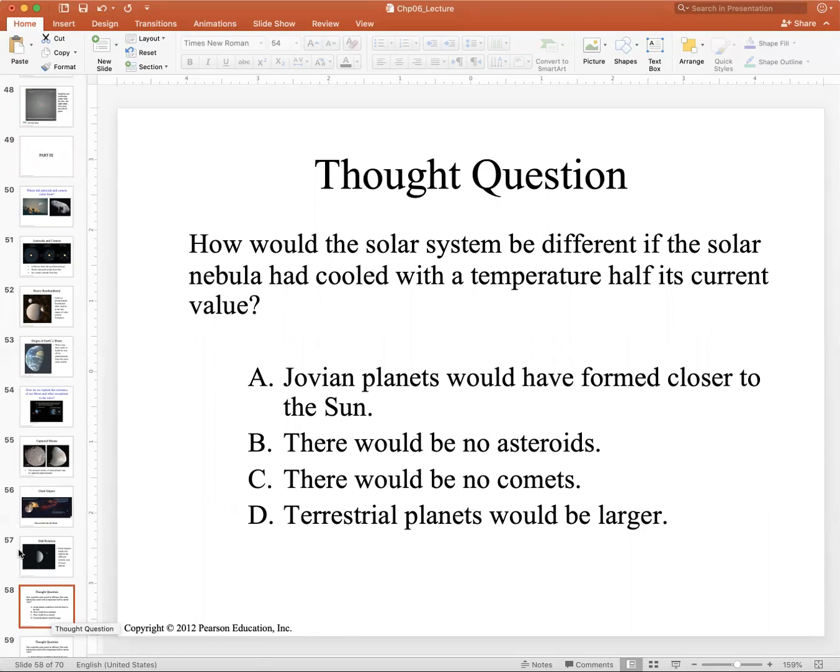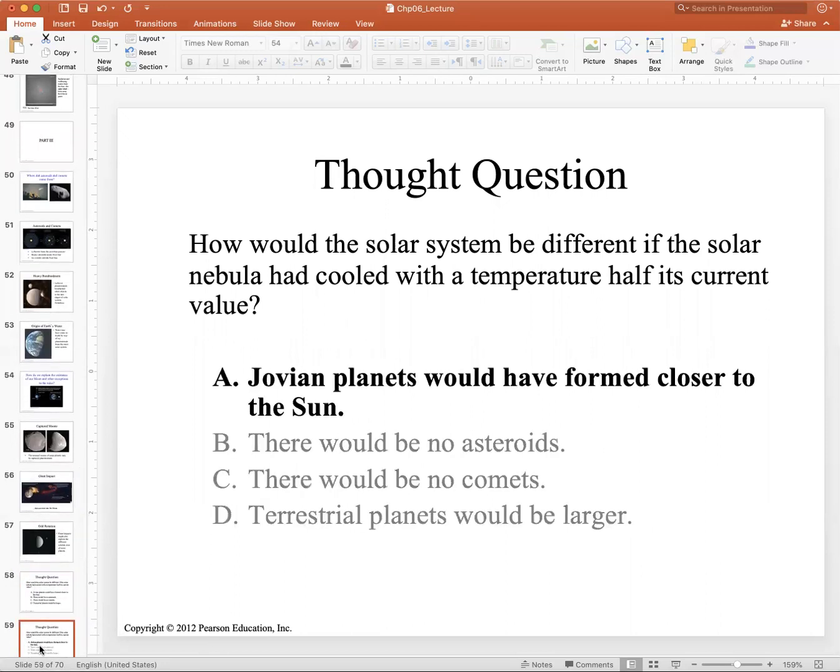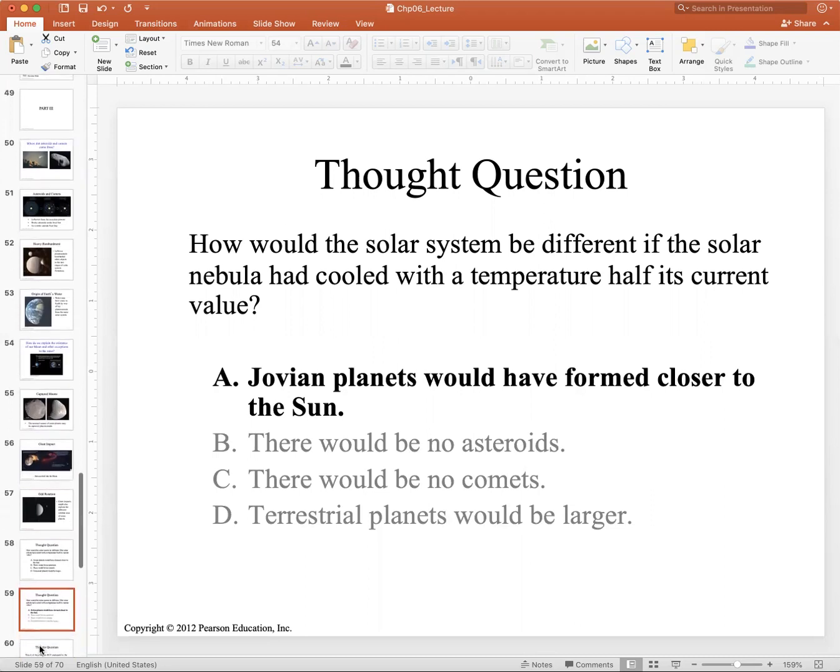So pause the video, and guess what the answer is. The answer is that Jovian planets would have formed closer, because when you have a colder temperature, the frost line would move closer to the central star. So the Jovian planets, which are composed of ice and dust, form closer to the Sun.